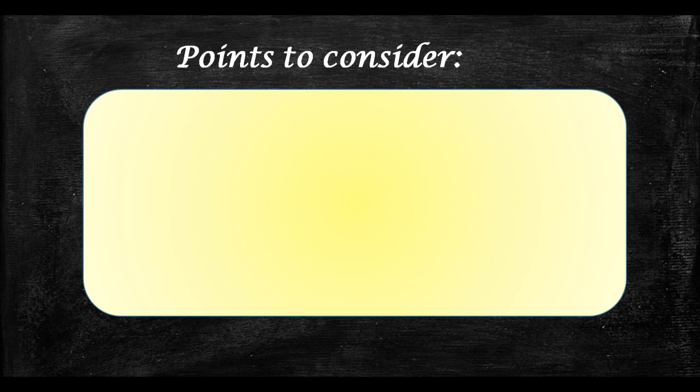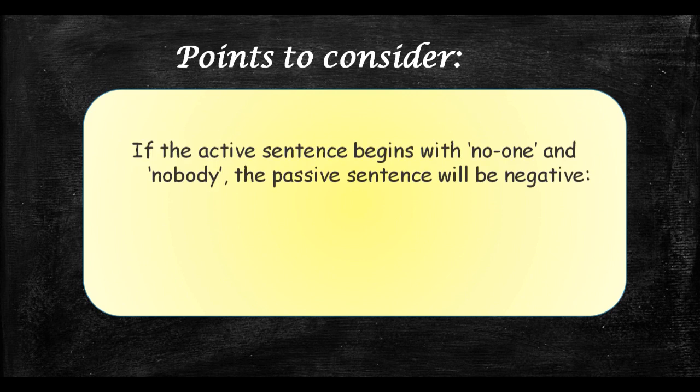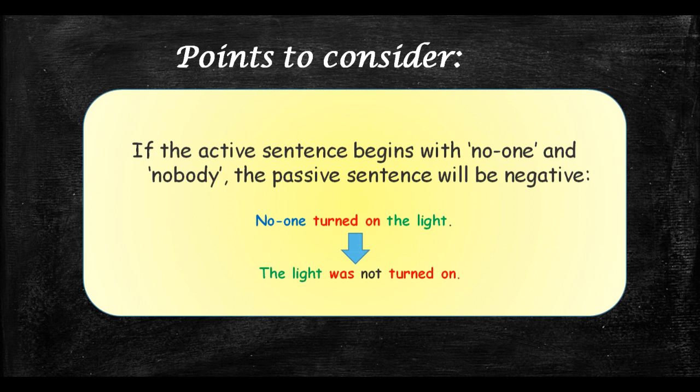Now it's time to understand a few more important things to form a passive sentence. The first point is, if the active sentence begins with no one or nobody, the passive sentence will be negative. So no one turned on the lights, so the passive will be here a negative sentence. The light was not turned on.